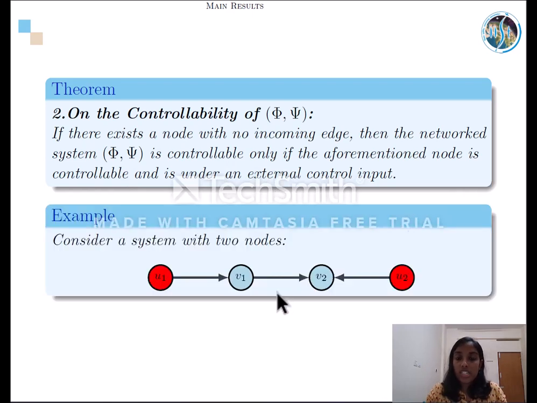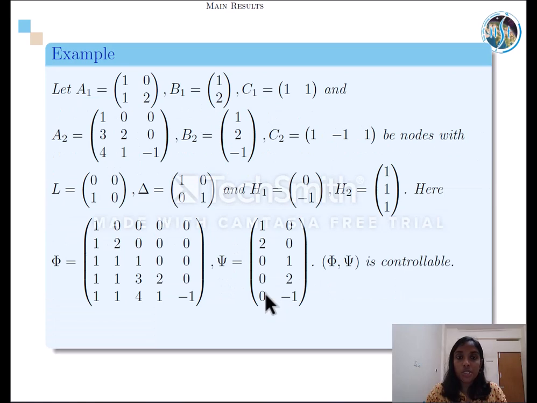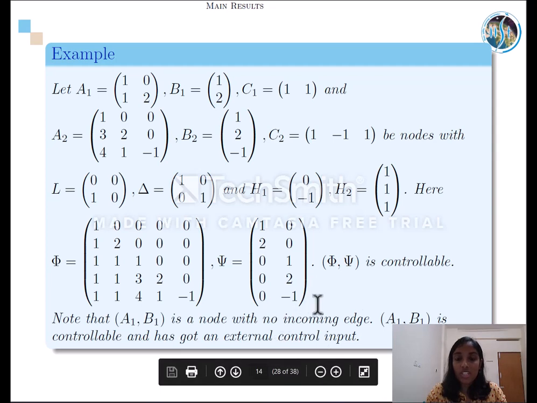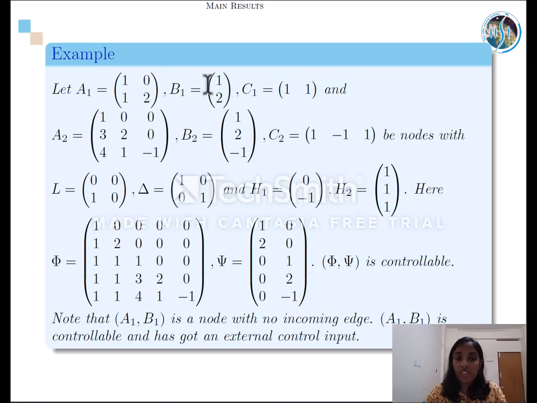Looking at an example, we are considering a two-node system where both the nodes have external control inputs and these are aligned in a chain topology. You can see that here V1 has no incoming edge and these are the dynamics. Again, by using Kalman's rank condition, we can see that the network system is controllable. Further, the first node, that is (A1, B1), is the one with no incoming edge. If we check Kalman's condition for (A1, B1), we can find that it is controllable, and already we have defined an external control input.